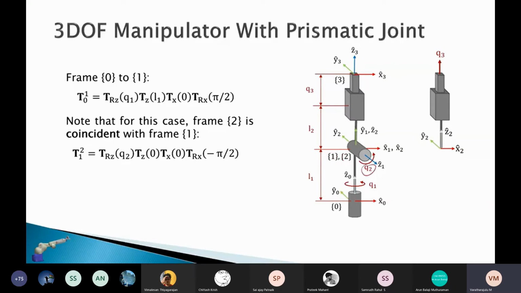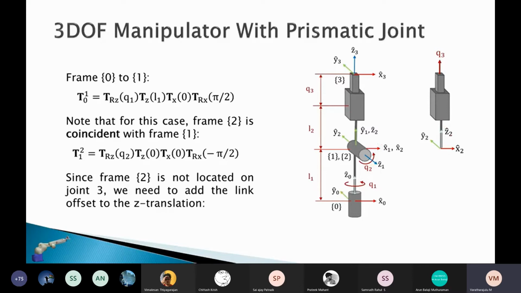Again, q2 about z1. They are coincident, so we have no translation about z and no translation about x. But now we need to rotate back by pi on 2 to get this z-axis pointing up. So negative pi on 2 to cancel out this pi on 2 here.